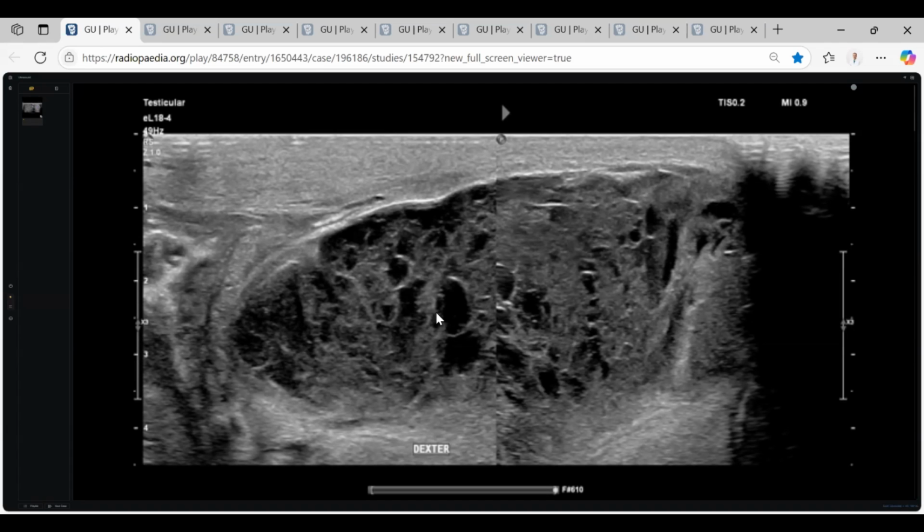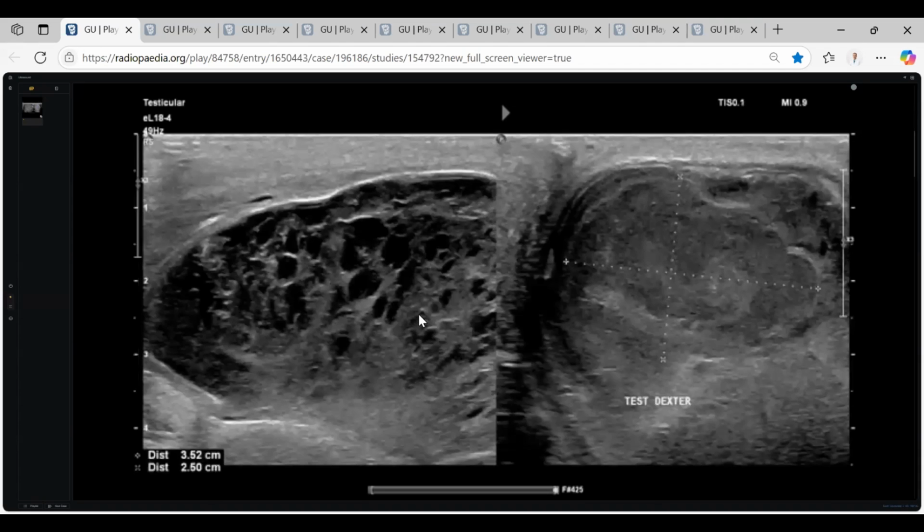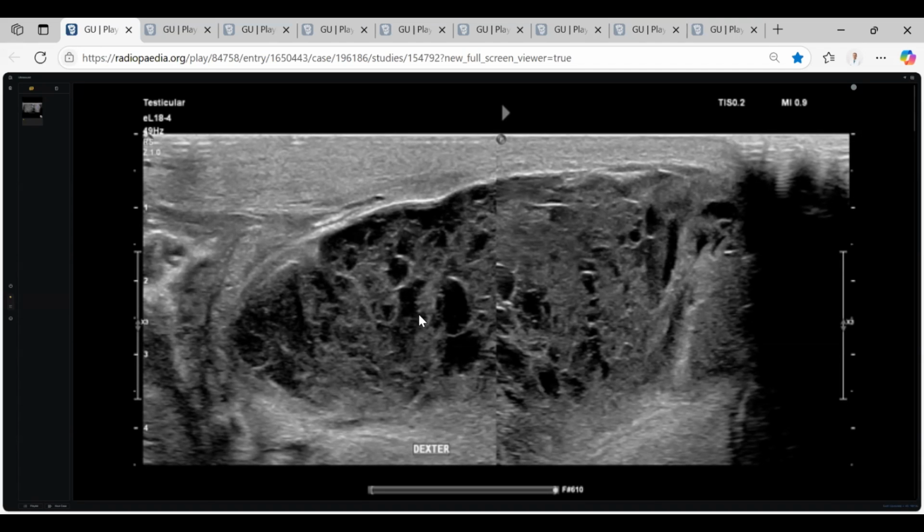Testicular infection. Which type of infection? Marked septation. I was going to say testicular orchitis, but I'm not sure now. Something more than orchitis. Pyogenic infection. Yes.